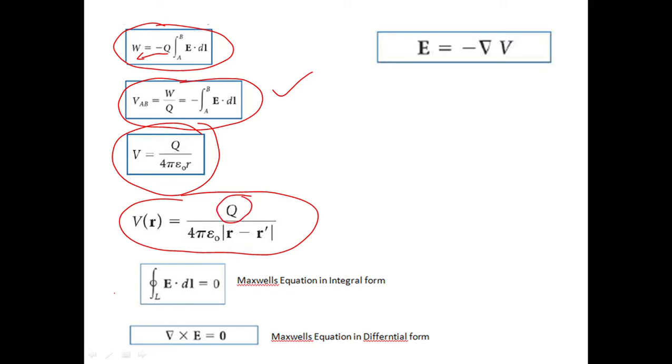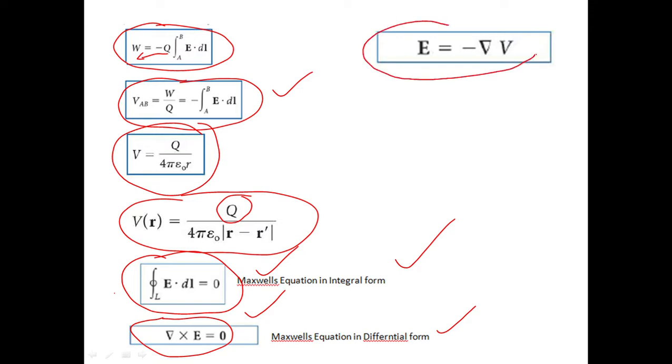And we have seen two equations for Maxwell, that is, in integral form and differential form. So over the closed loop, the integral of E vector dot dl vector will be 0 and the curl of E vector will be 0. So these two are very important, right? And at last we have seen that the electric field intensity is the negative gradient of V. So these are the things we discussed in the previous lecture, right?